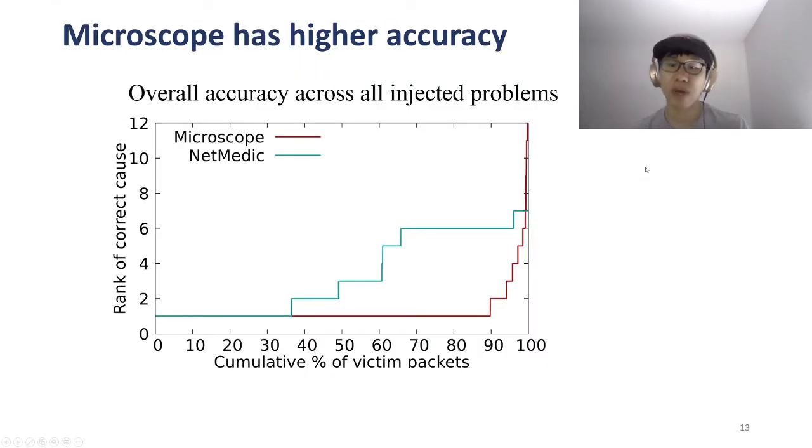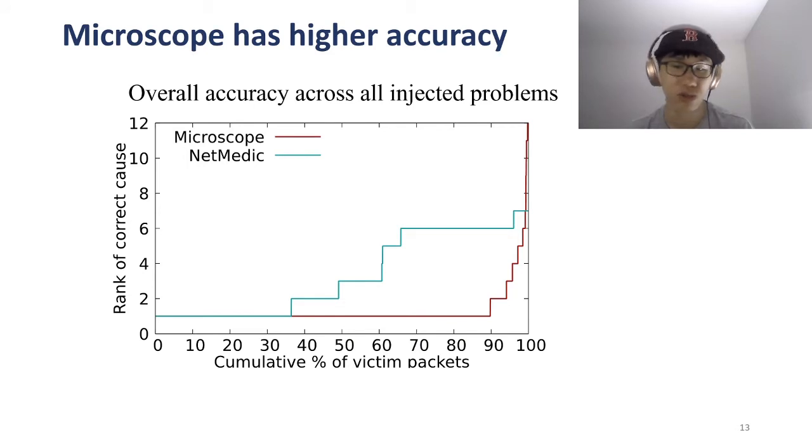Here we show our main evaluation results. We compare the diagnosis accuracy of Microscope with that of Netmatic, which is a typical diagnosis system based on time-based correlation. We inject 3 types of problems for the system to diagnose, including traffic bursts, interrupts, and firewall misconfiguration problem. Overall, Microscope has much higher accuracy than Netmatic.